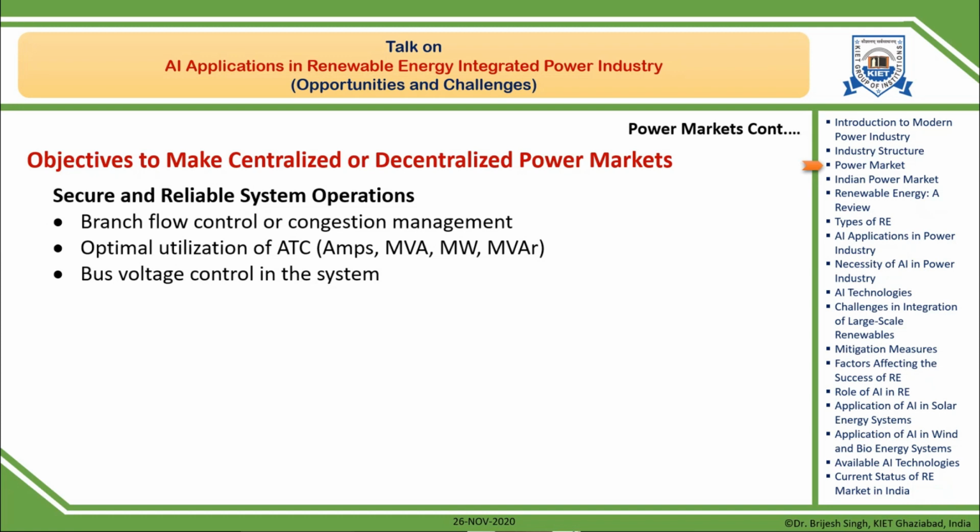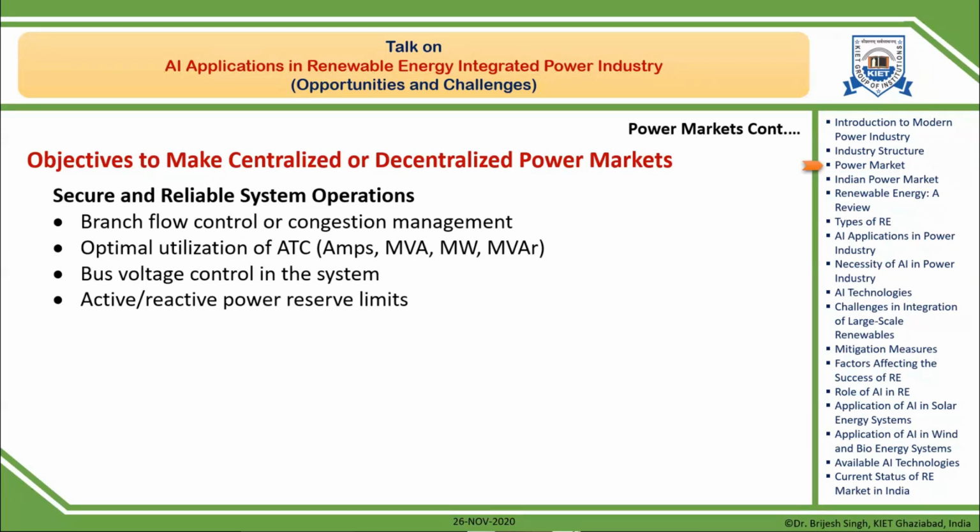Similarly, bus voltage control. Suppose during operation, any load station demands more reactive power, and your generating station or utility doesn't have the opportunity to fulfill that reactive power. The impact will be in the form of reduced voltage, or low voltage, on that bus. So how we can control the voltages of the different buses is an important criterion.